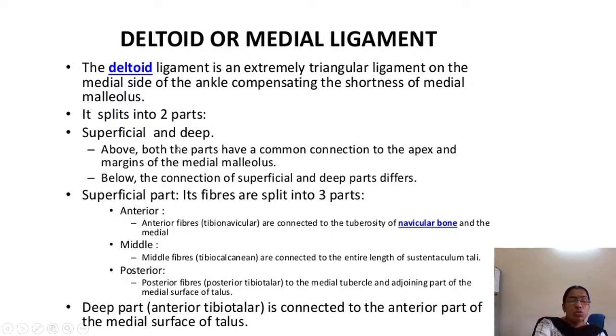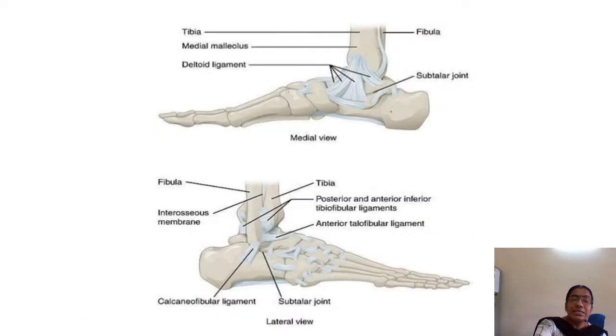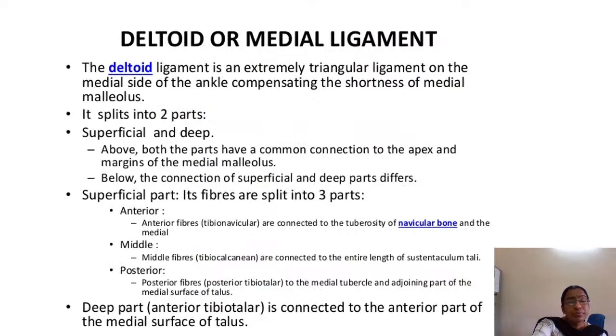Whether it is the superficial part or the deep part, the common attachment is the medial malleolus. Whether it might be the superficial part of the deltoid ligament or the deep part, the common attachment is to the medial malleolus. But this deltoid ligament or the medial ligament consists of two parts, the superficial part and the deep part.